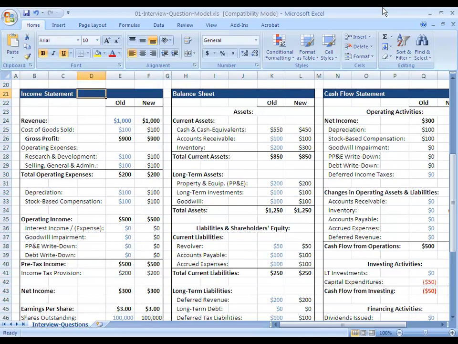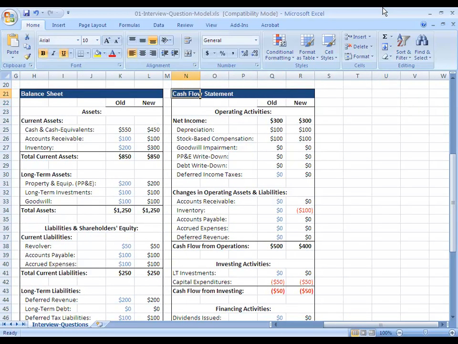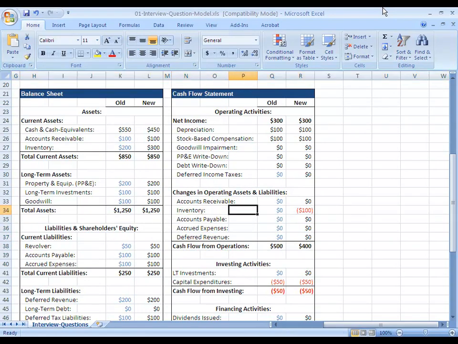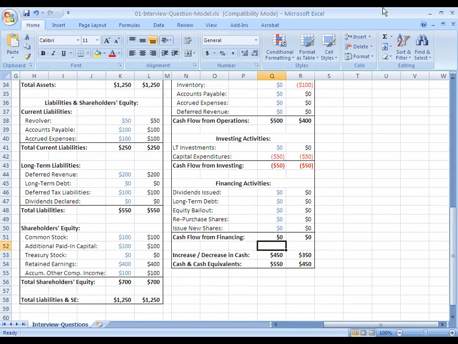So no changes there. On the cash flow statement, no changes to the top part because nothing on the income statement has changed. Under changes in operating assets and liabilities, we have a change in inventory here. So this means that cash flow goes down by 100. Remember that when an asset goes up, our cash flow goes down. And so that's exactly what we see being reflected right here. So our cash flow is down by 100, no changes to investing or financing activities. So overall, the increase or decrease in cash on the cash flow statement at the bottom is down by 100.